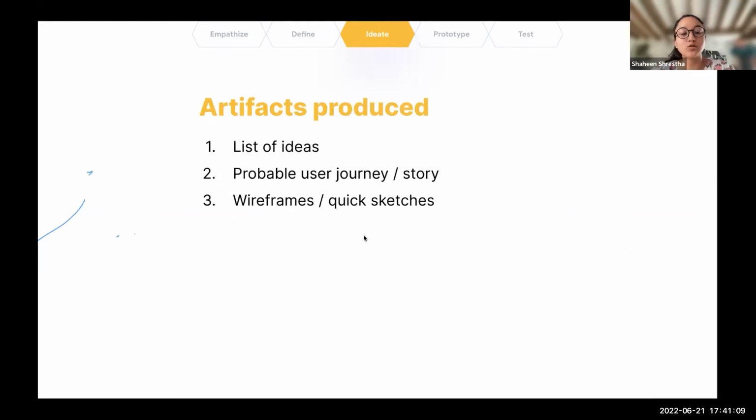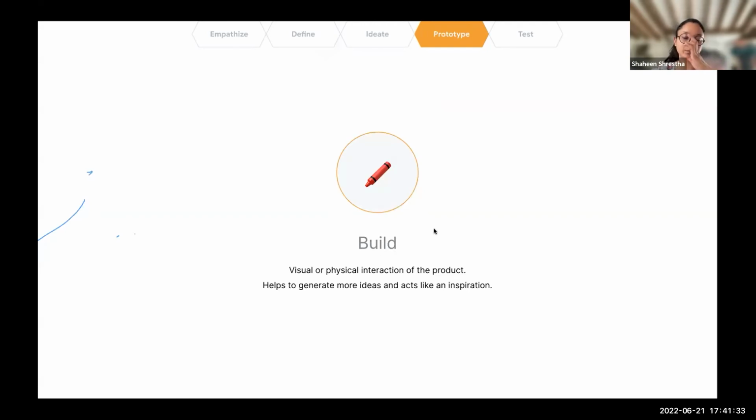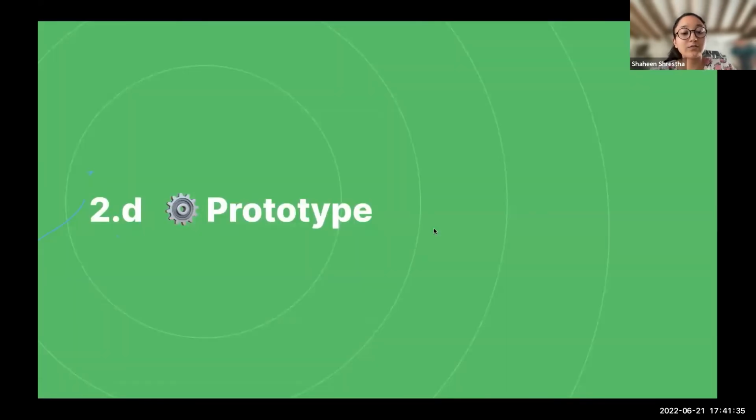So now after you sabai ideate garepachi चाहिँ we have a list of ideas we also have a probable journey to manchi to user ko journey ke ho and we have quick wireframe sketches as to what is it that we are looking at and what is it that ideas kasari present garne is that quick sketches. These don't have to be perfect or at all these are just sketches that we make. The next, then after that say we prototype.